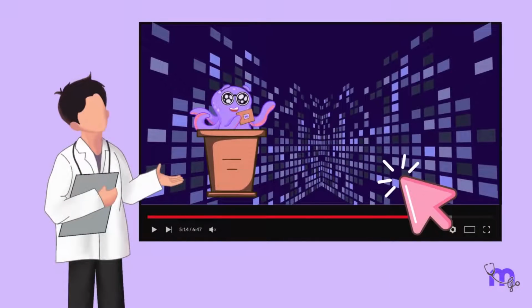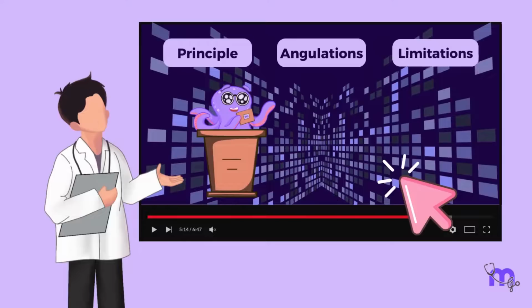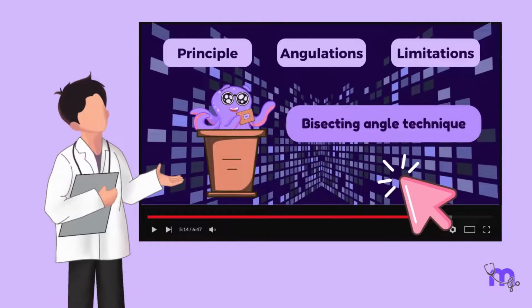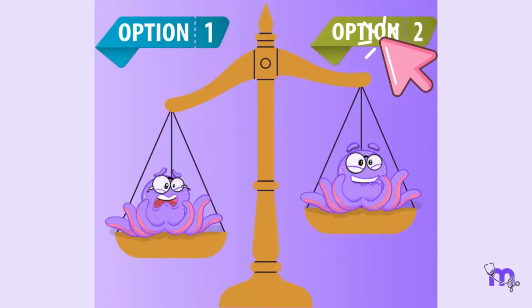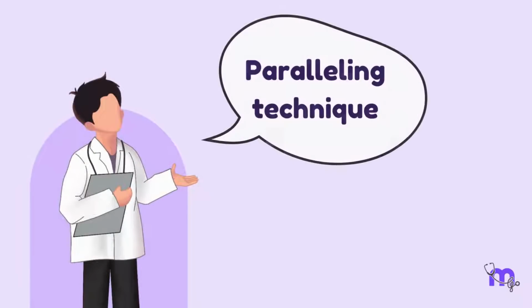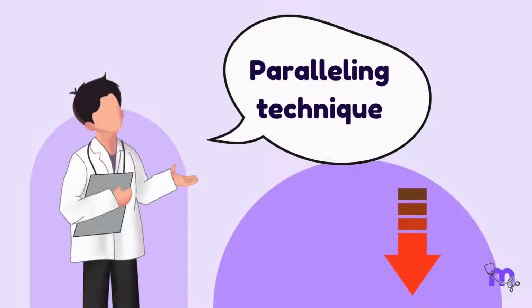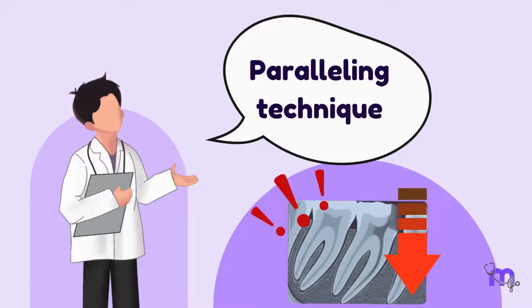In our previous video, we had an in-depth discussion of the principle, angulations, and limitations of the bisecting angle technique. To overcome these limitations, there is an alternative technique that captures sharp intraoral periapical radiographic images with ease. This video explores the paralleling technique, which minimizes distortions and maximizes image clarity.